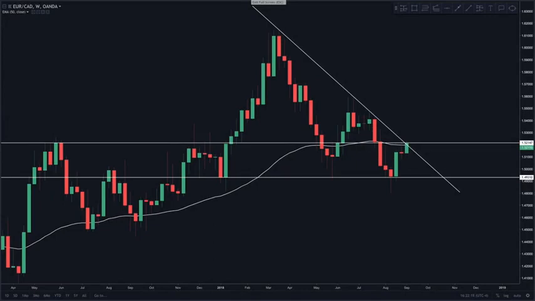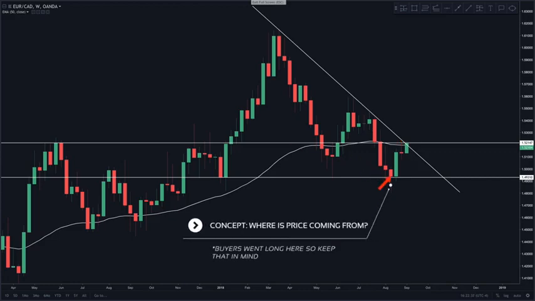Here on the Euro CAD, on the weekly, we have a doji rejecting resistance. But that does not give us a complete bearish bias, as this can just be a bounce and not a reversal. Going back to our other lesson about the concept of where price is coming from, if you look here, we had a long wick candle rejecting support, followed by a bullish engulfing candle, which shows heavy buying presence as a lot of buyers stepped in at this level.